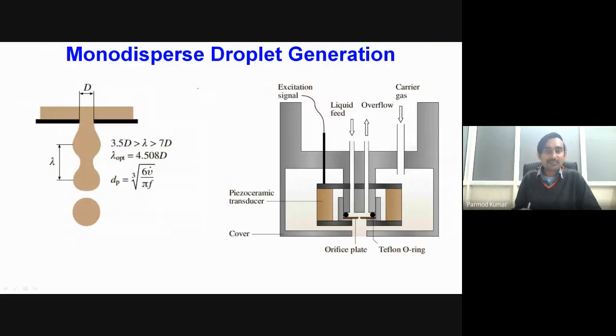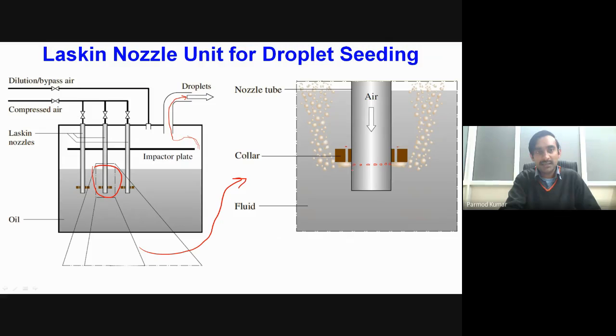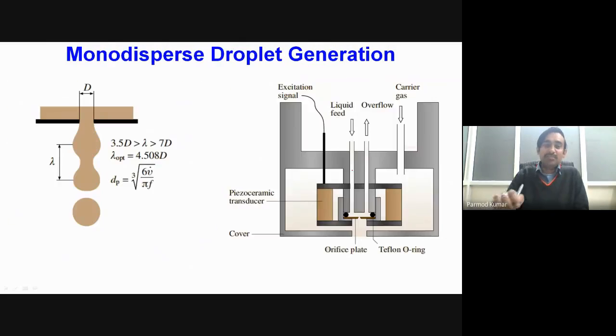Okay. Then whatever till now we have seen are the different types of arrangements for obtaining liquid-type seeded particles. These particular arrangements are based on the principle of mechanical atomization of the liquid. These arrangements lead to the generation of droplets which are of varying sizes.